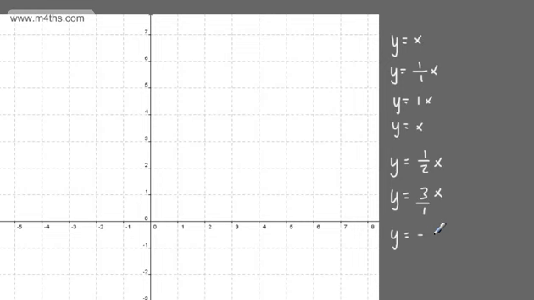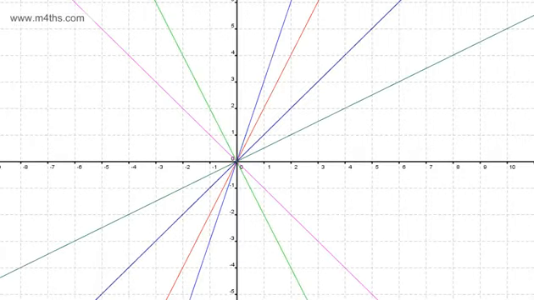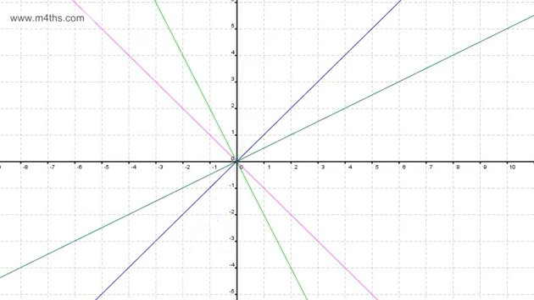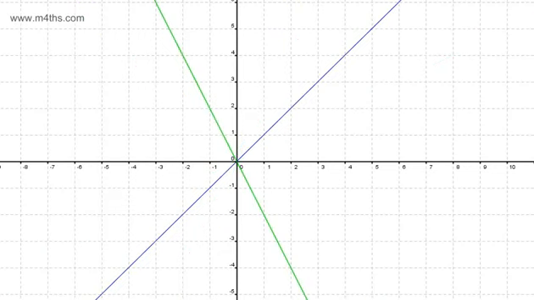Y is equal to minus 2x. This one is going down 2 for every one it goes across. Y is equal to minus 1/3 x. This is going down 1 for every 3 it's going across. So these are going through the origin. They all cut at 0. Let's now look at, and we'll take some of these off. We'll get rid of that one, that one, that one, that one, and that one.